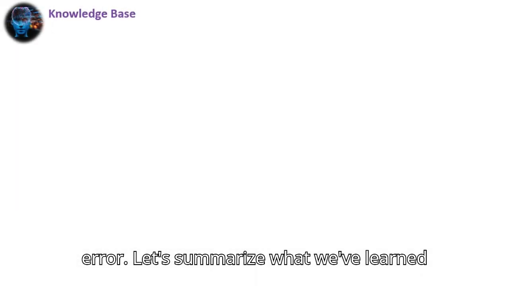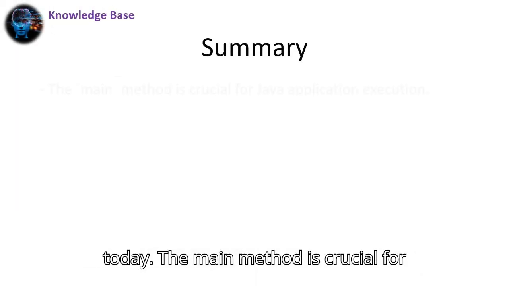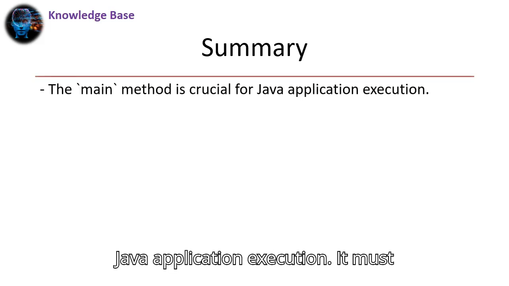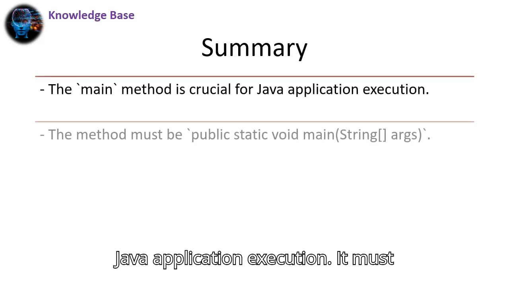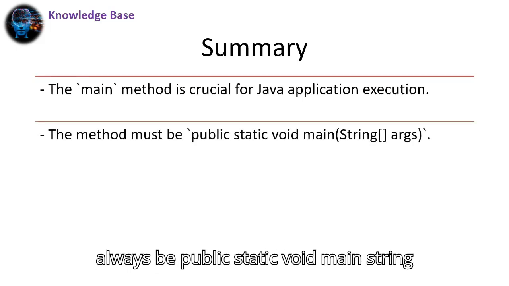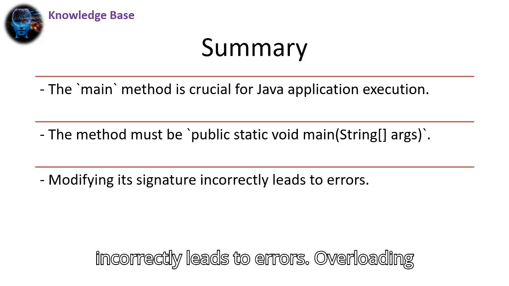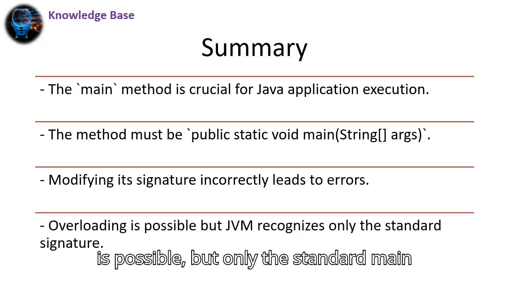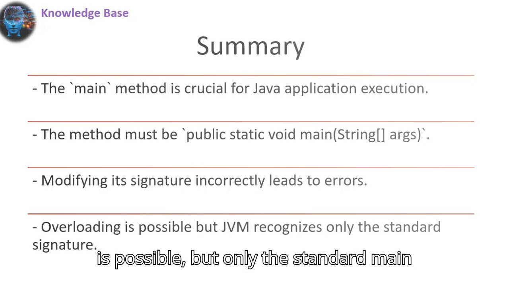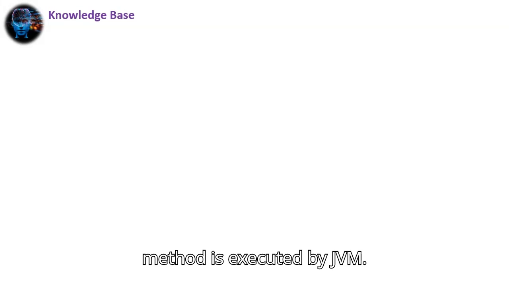Let's summarize what we've learned today. The main method is crucial for Java application execution. It must always be public static void main, String[] args. Changing its signature incorrectly leads to errors. Overloading is possible, but only the standard main method is executed by JVM.